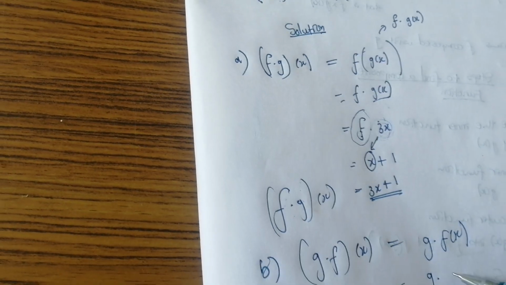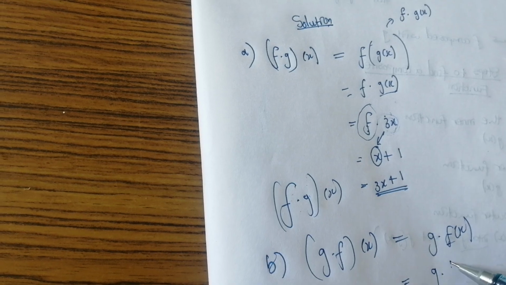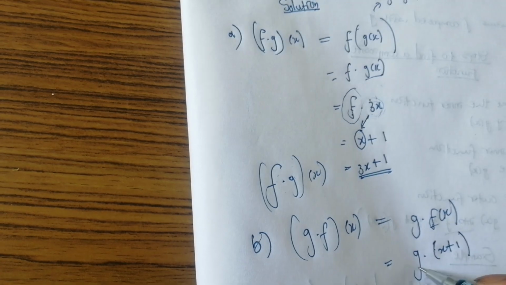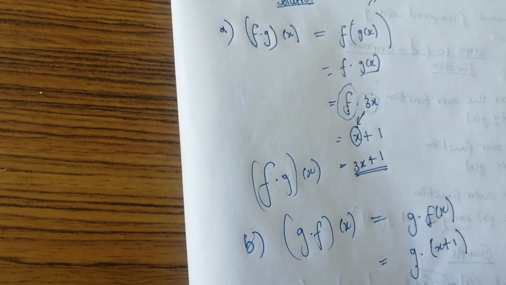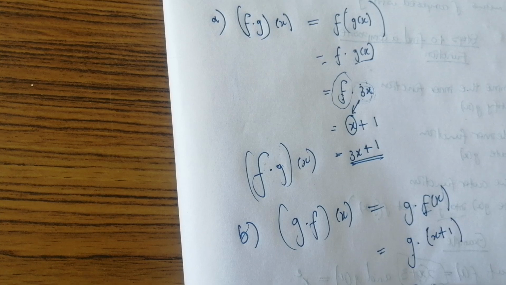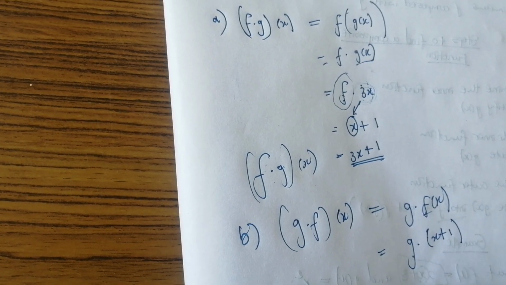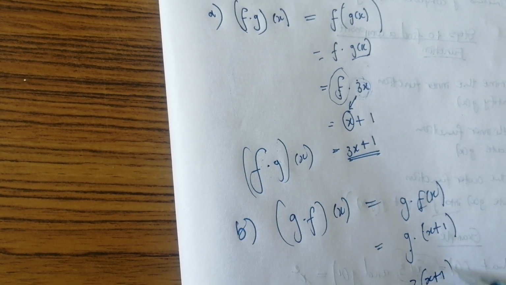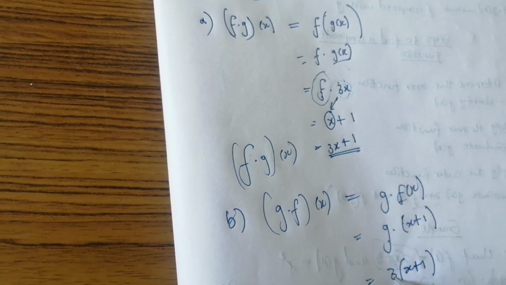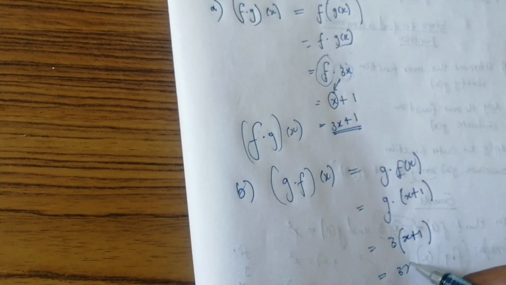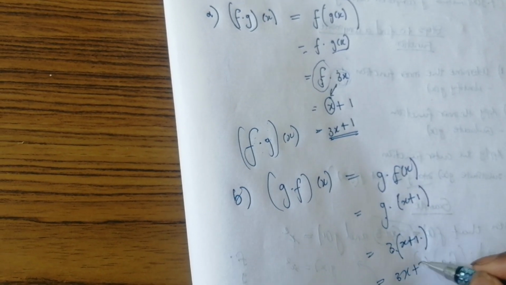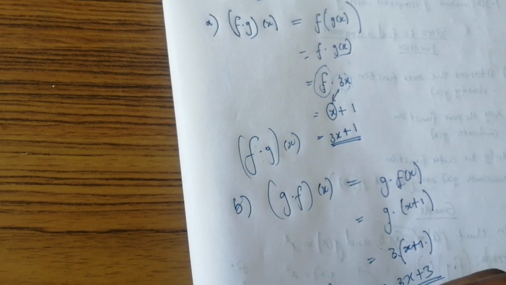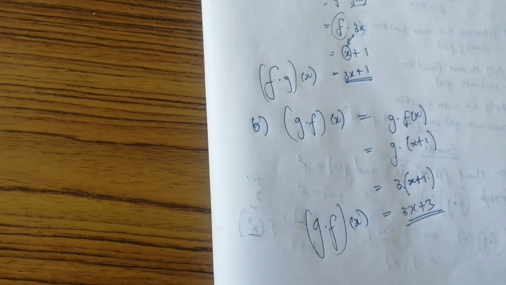Okay, so the first step, our f of x is what? x plus 1. Take your g of x, which is 3x. Where there is x in that one, put x plus 1. So where there is x, you put x plus 1. Now 3 times x, 3x, 3 times 1, plus 3. This is g of f of x.